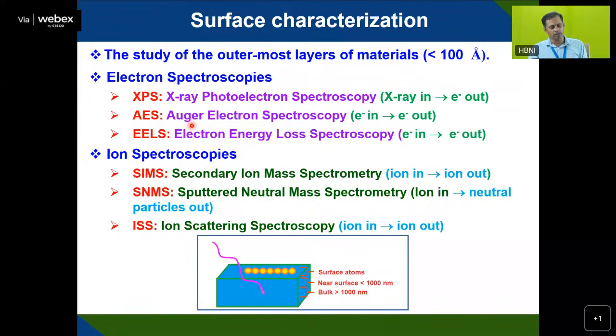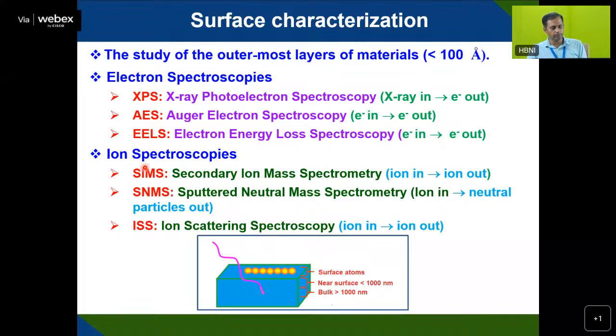Again, in Auger electron spectroscopy, electrons are bombarded on the sample surface and electrons come out, instead of X-rays as in XPS. For electron energy loss spectroscopy, there is also electron in and electron out. Electron energy loss spectroscopy we have already covered during transmission electron microscopy. So we will mainly discuss two electron spectroscopies, XPS and AES.